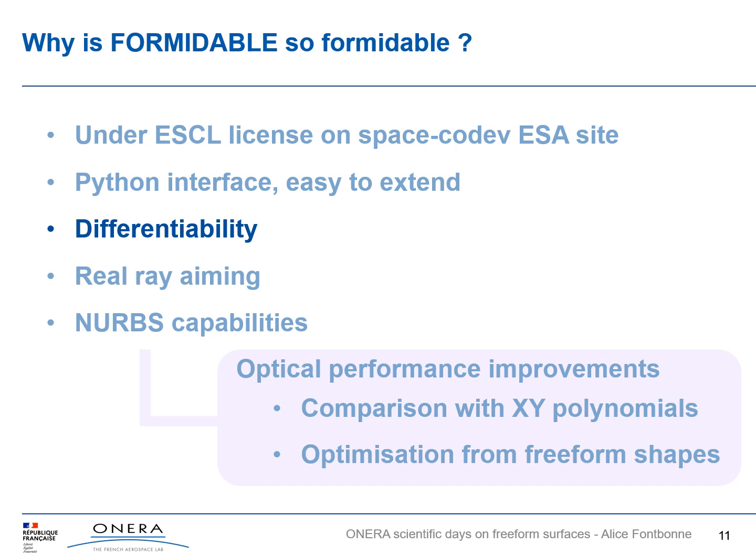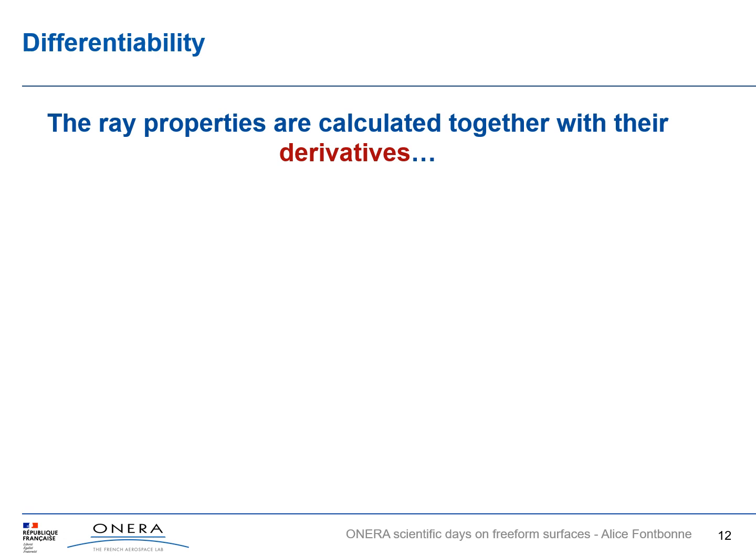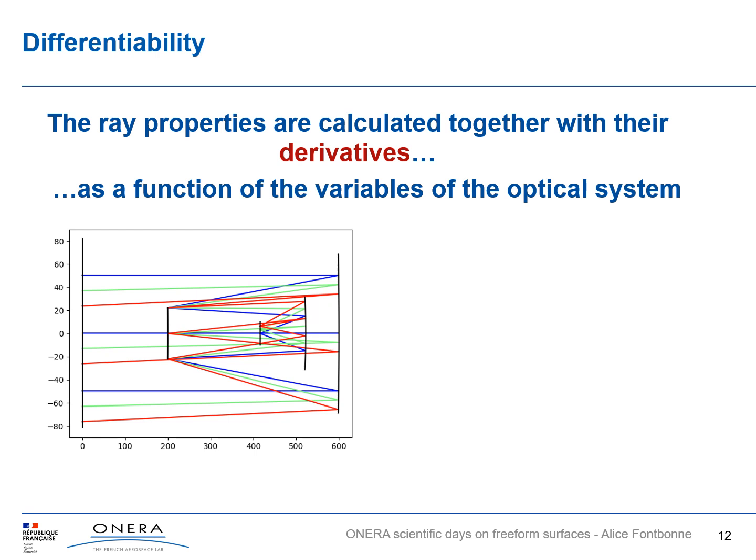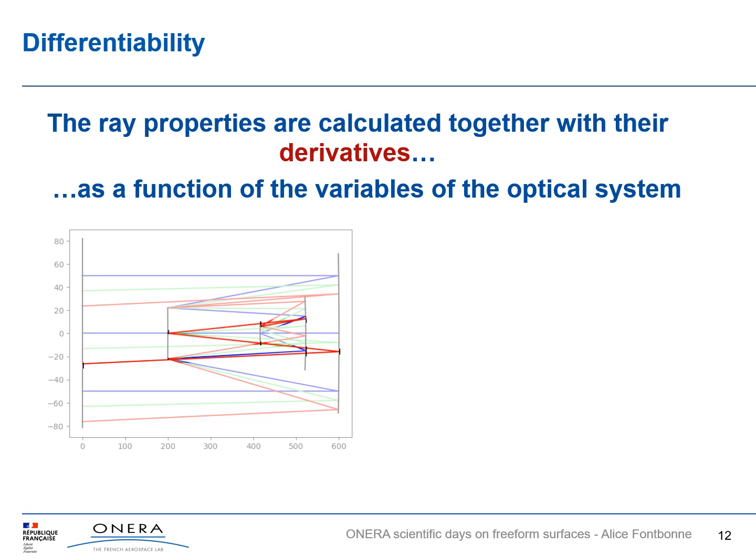The next feature, and a very important one, is differentiability. Differentiability is the fact that the ray properties are calculated together with their derivatives as a function of the variables of the optical system. That means that for a particular ray, in optical design software, you can quite easily have access to the intersection of the ray with the different surfaces. With Formidable, you have this information, and you also have access to the derivative as a function of things like the tilt of the mirror.